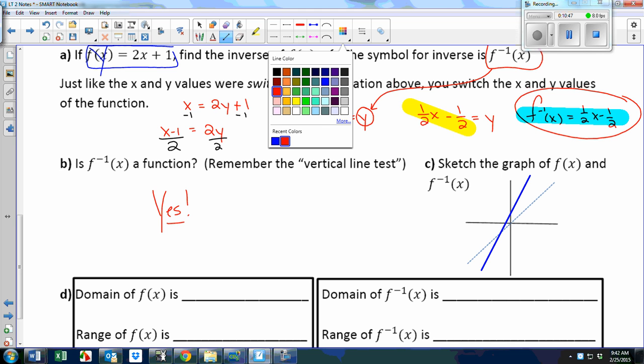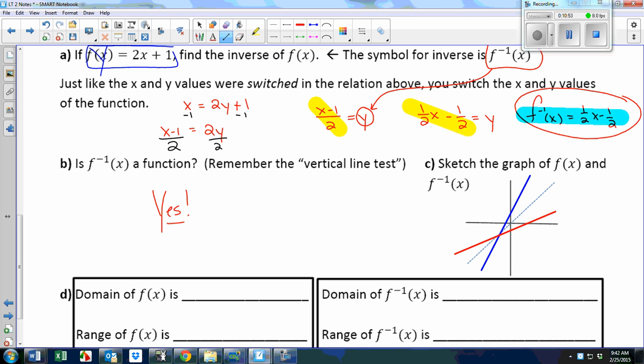The inverse had a y-intercept of -1/2 and a slope of 1/2. So it would look something like that. And then label that the inverse. Label the blue one f of x. And you can see the symmetry on your own paper, right? Good so far? Now, it's probably a little easier now to see. Look at the red line that we just drew. Is there a vertical line that would ever touch that red line more than once? Then it passes the vertical line test. It's a function. The answer is yes. All right, last part, domain and range.